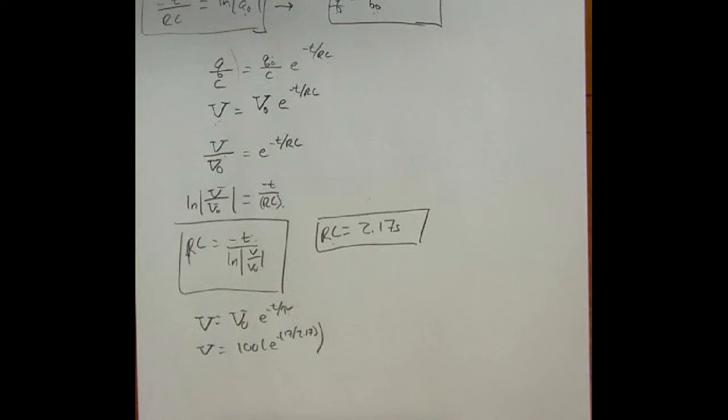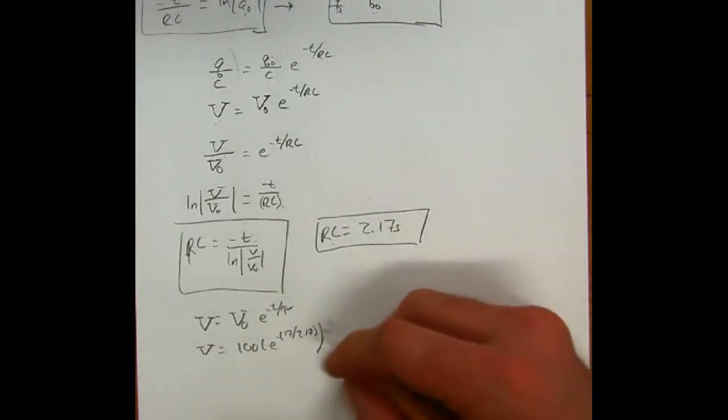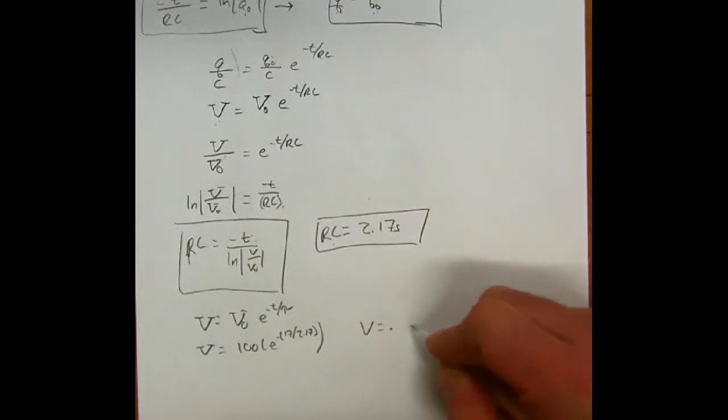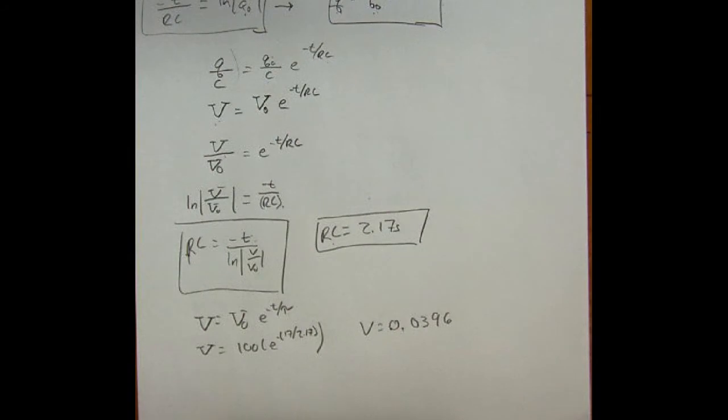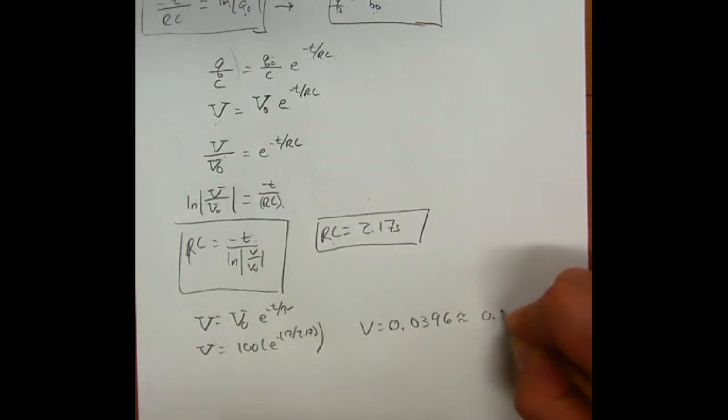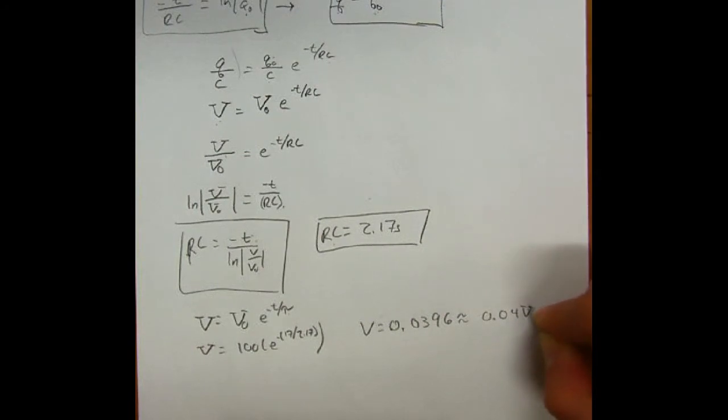100 times e to the negative 17 over 2.17. So V is equal to 0.0396, about 0.04 volts.